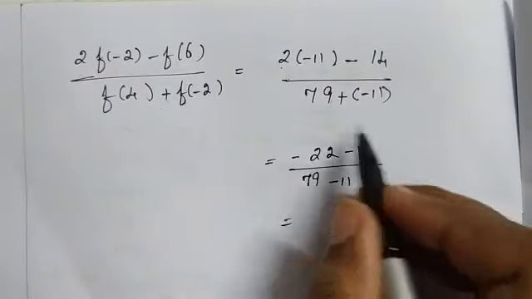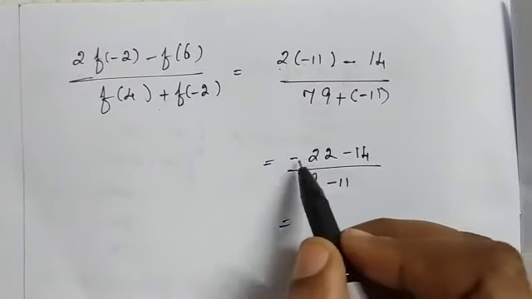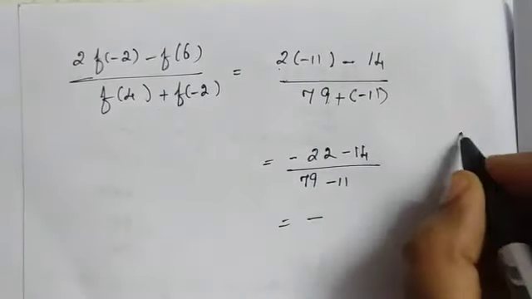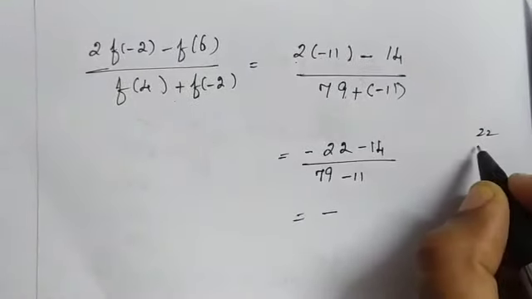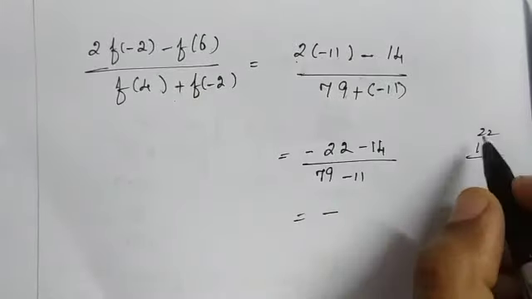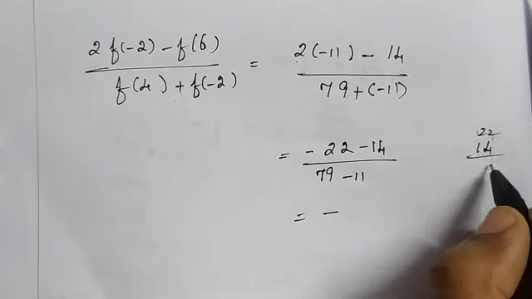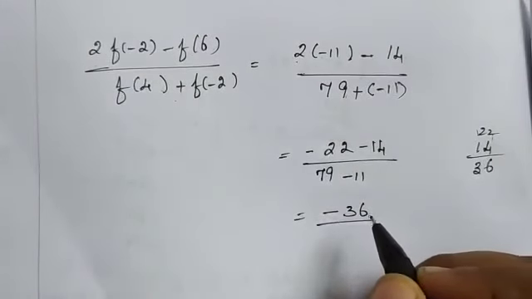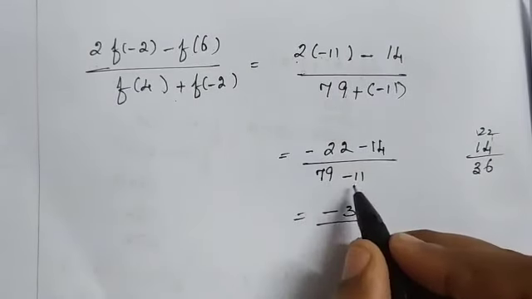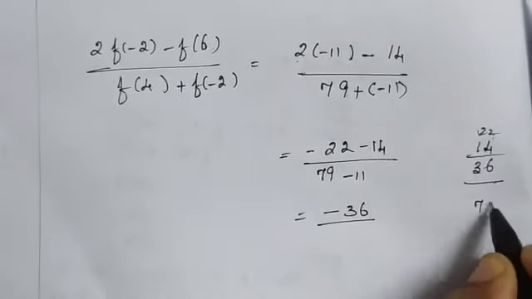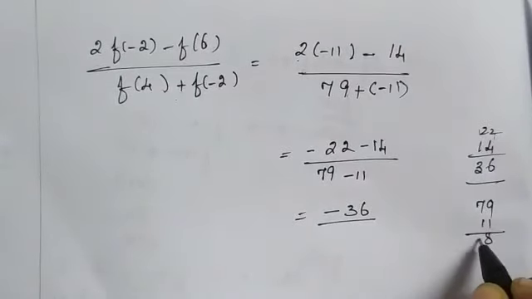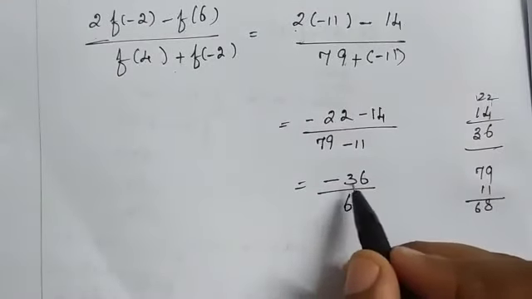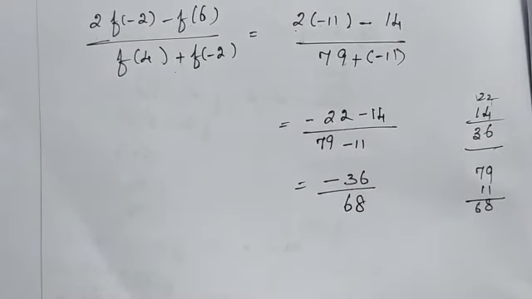Now see the numerator. Here you have the same sign, therefore write the sign and add: 22 plus 14 is equal to 36. Divided by 79 minus 11. Subtract: 68. Now minus 36 divided by 68.